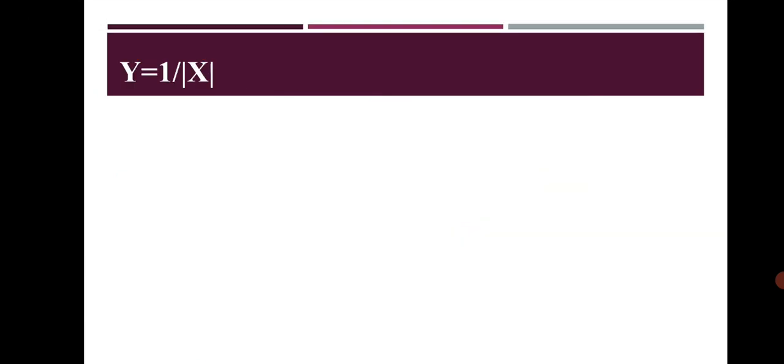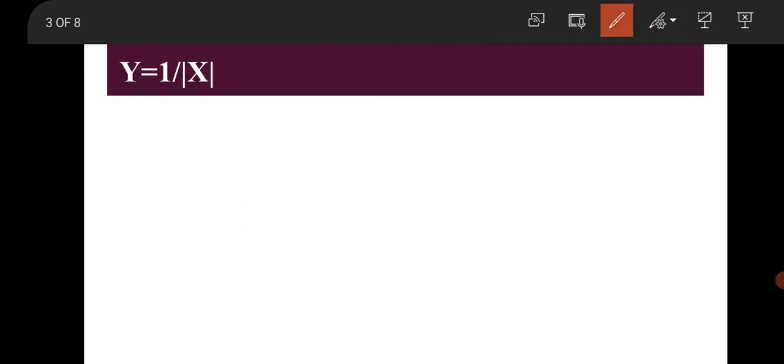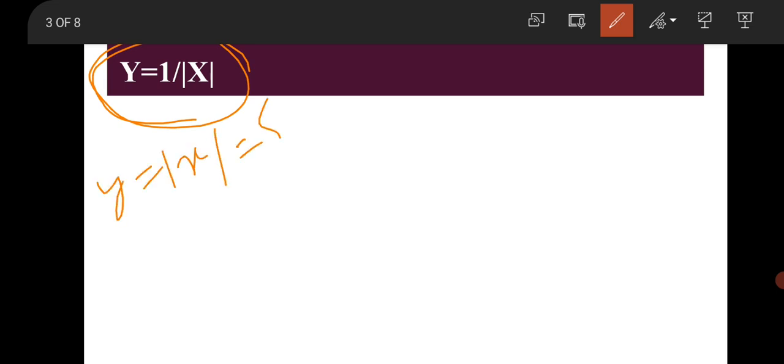The question is y equal to 1 by mod x. It's an important question. First, let's discuss mod x. If the function is y equal to mod x, what does mod x mean? It means plus x for x greater than 0, and mod x is equal to minus x for x less than 0. This is the basic definition of mod x.